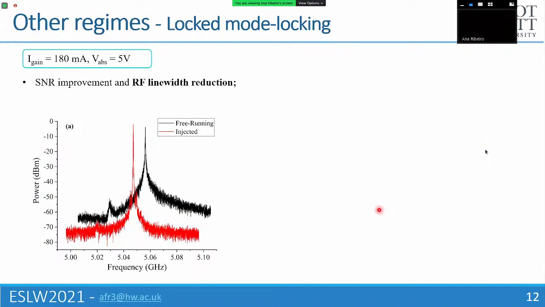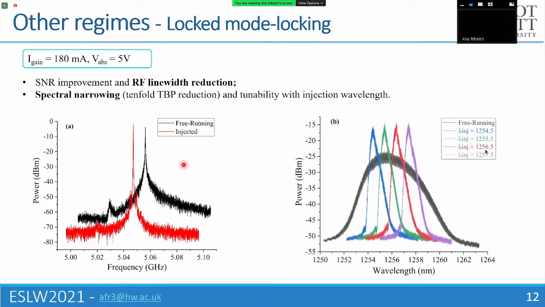So there have been other regimes that we also found at different bias conditions of the quantum dot laser. At this particular set of bias conditions, we saw that with injection, we can actually improve the mode locking. So with injection, we induce a mode locking with a slightly lower repetition rate and with a much better signal-to-noise ratio when comparing with the free-running case, and then a reduction on the RF line width. In the optical spectrum, we also see the spectral narrowing that we were seeing earlier with Q switching. And once again, we see that this regime is tunable with the injection wavelength.